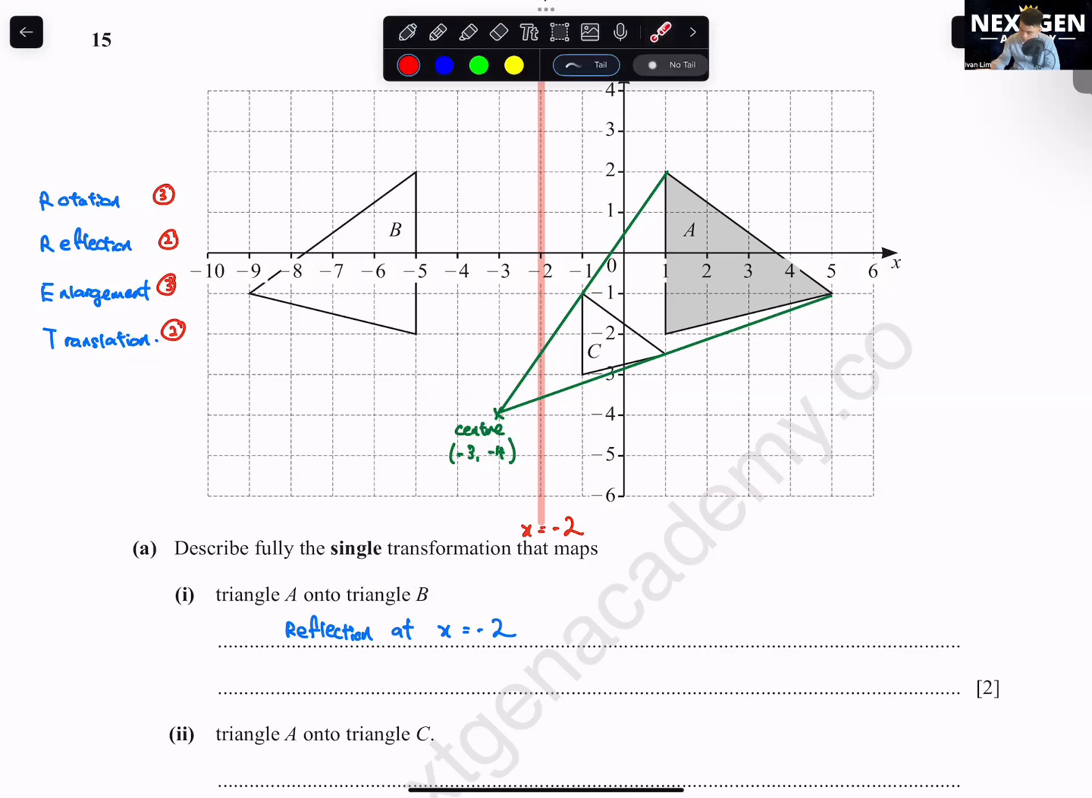Okay, look at the size of this. How can you measure the scale factor? There are 3 things that you need to describe. Number 1, you say enlargement. Number 2 is the center. Number 3 is the scale factor.